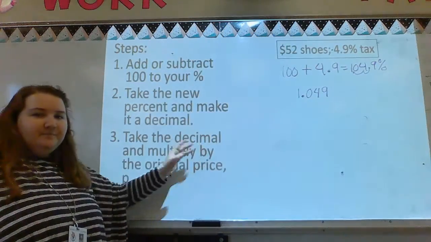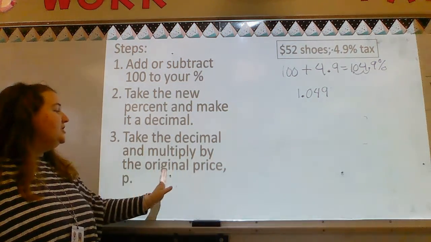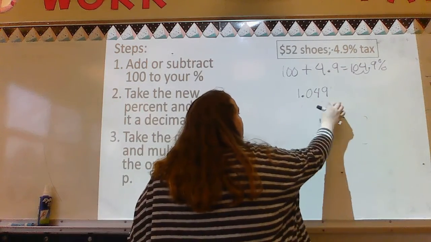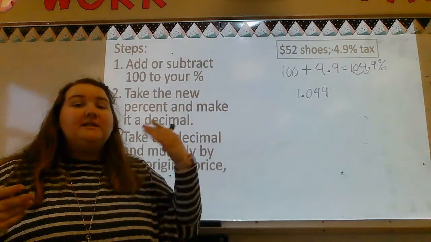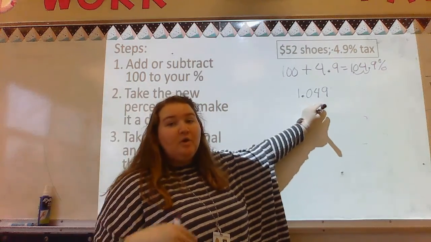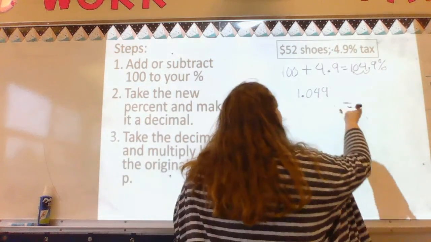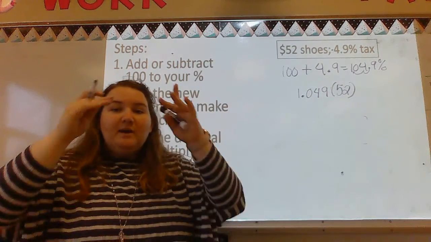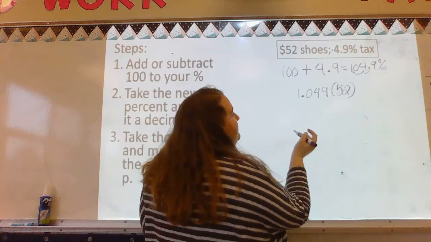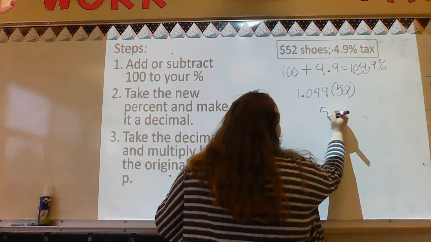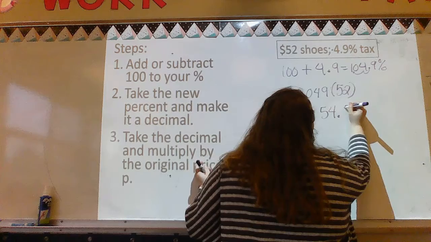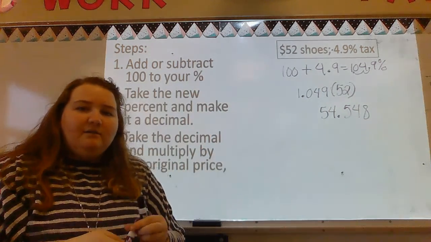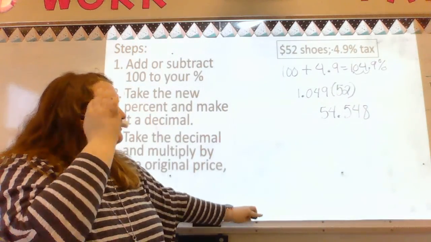Take the decimal and multiply by the original price piece. So your new formula is percent, okay, or the decimal times your price. The new decimal times your price. And our price here is $52, so I do so times 52. Remember those parentheses being 52, okay? And when I multiply these out, I get $54.548, okay? That's what you get in your calculator or your phone if that's what you're using, okay?